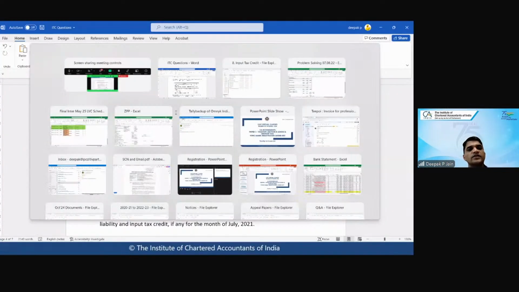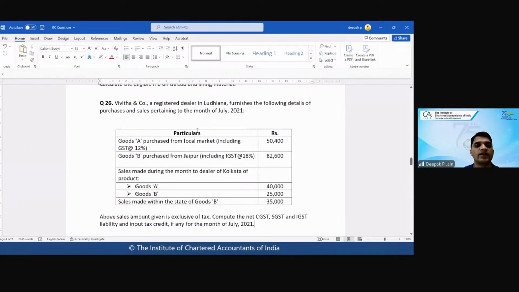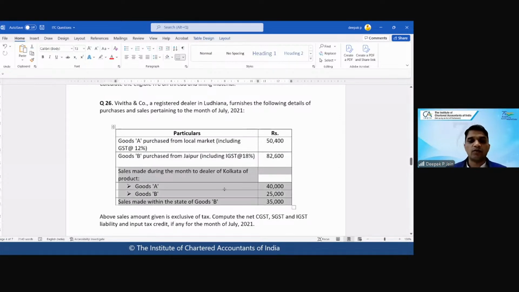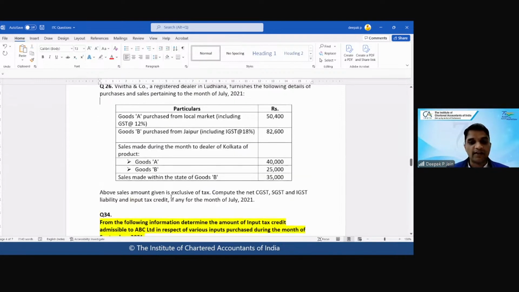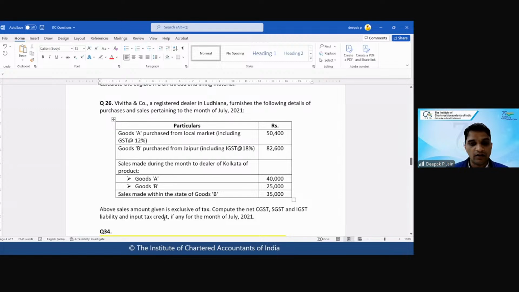Okay, this is question number 26. Vivita and Company, a registered dealer in Ludhiana, furnishes the following details. Whatever he has purchased, these are the details: purchase from local market, purchase from Jaipur, and the sales he has made. So, a very small question. From this, we are required to determine the sales amount and compute the net CGST, SGST, and IGST liability, what is payable.